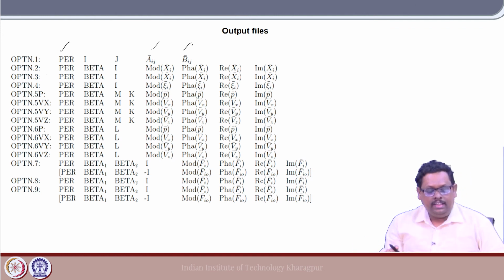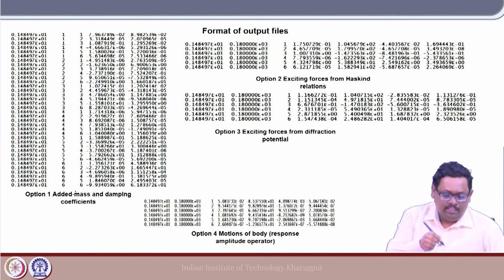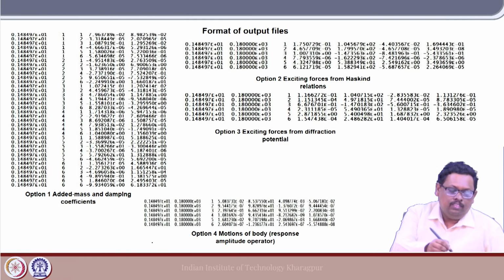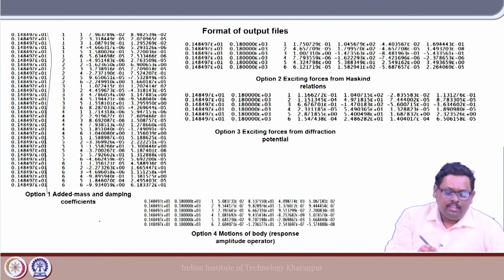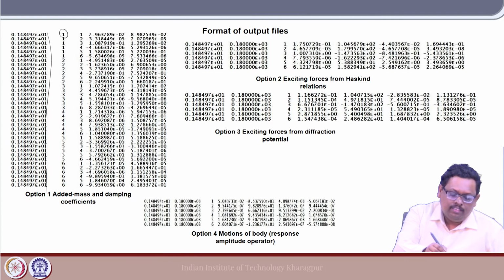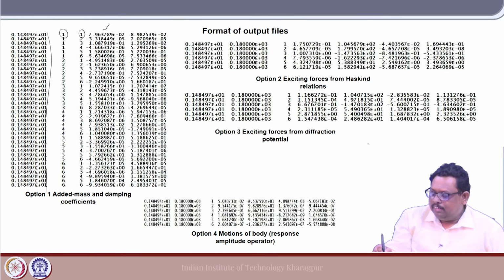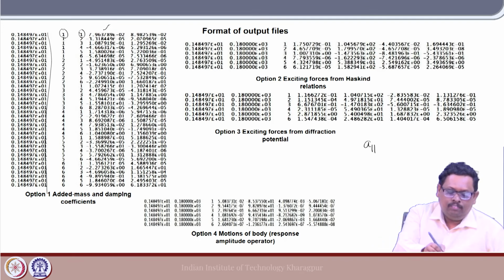Now, let us see that this is basically your added mass file. If you look at here, these are the time periods, right. The second one is the mode. So, this is the added mass for A 1 1, so mode 1 mode 1.